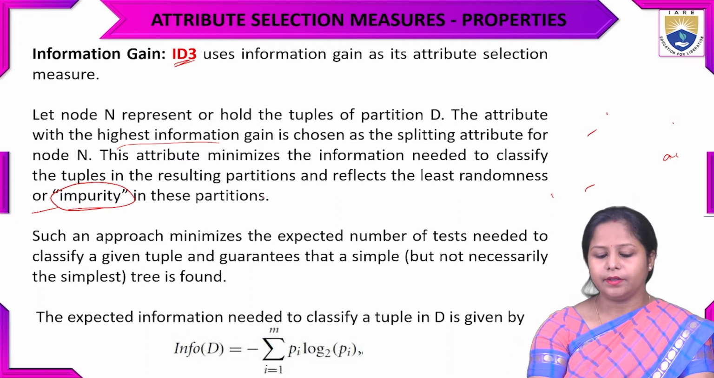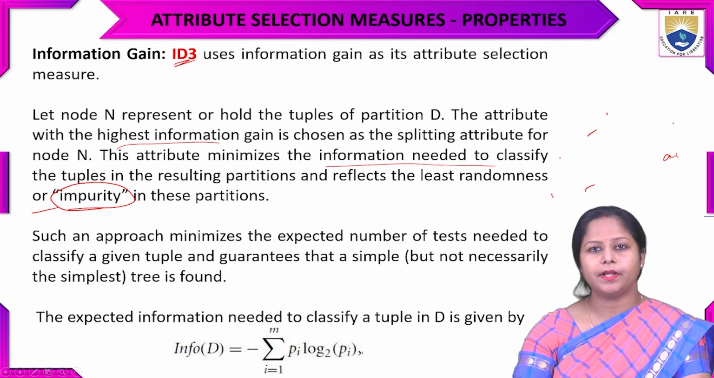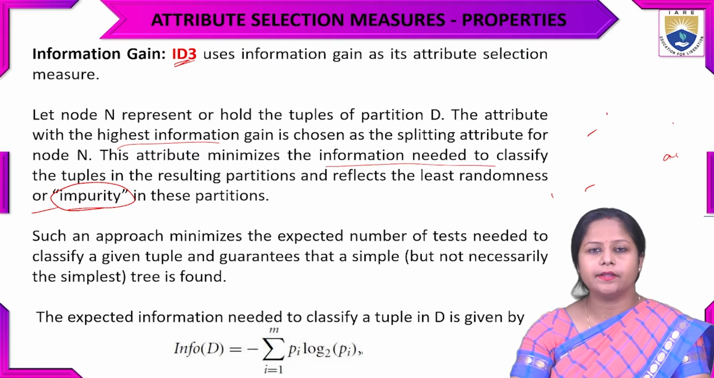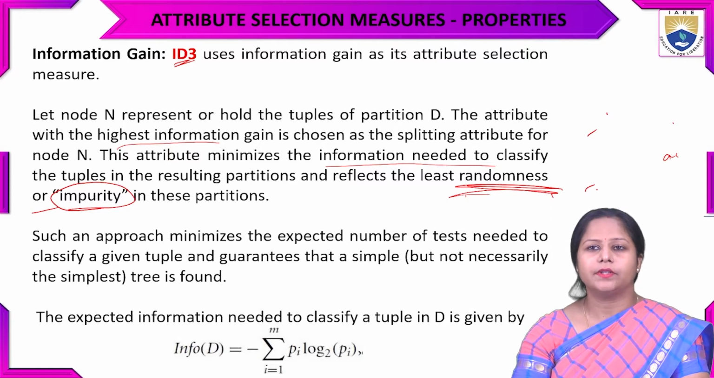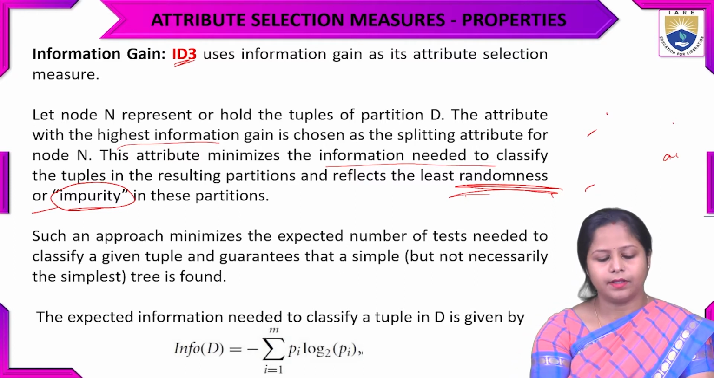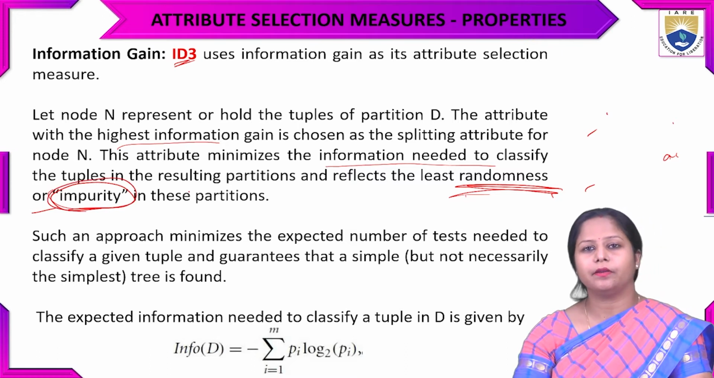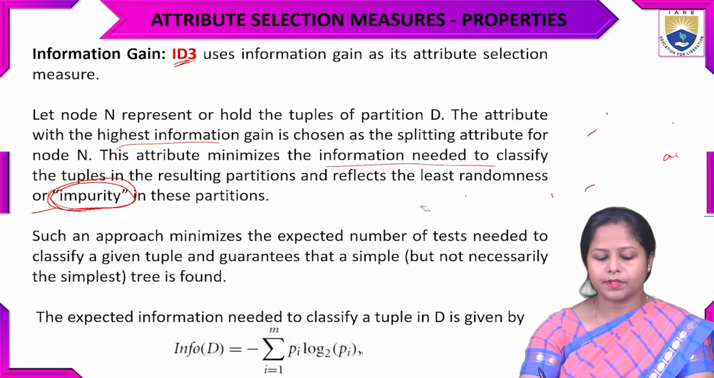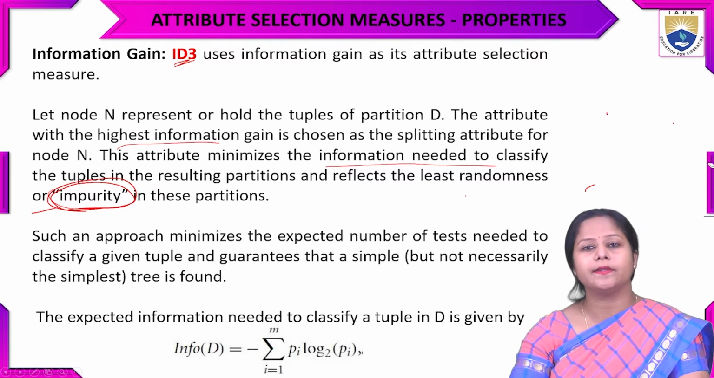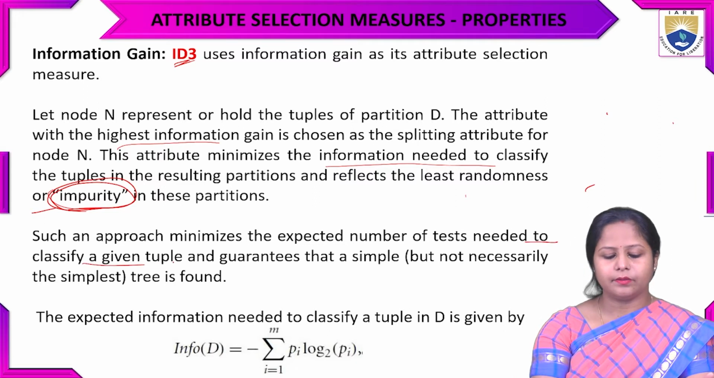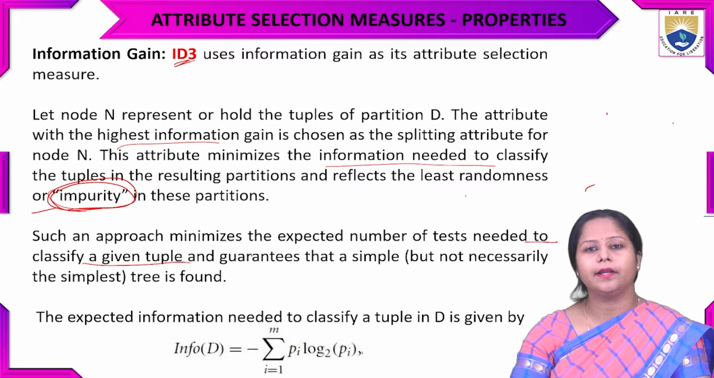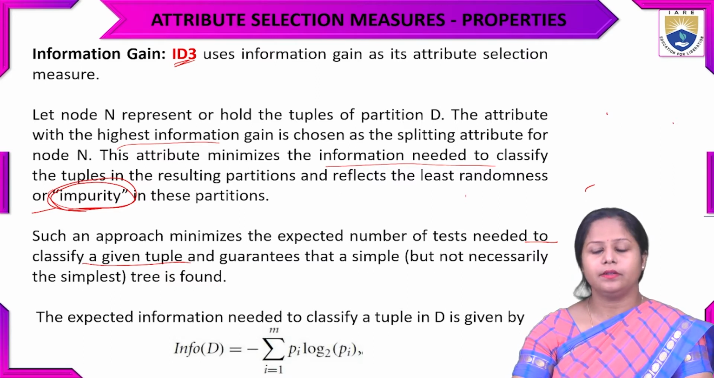So the information needed to classify the tuples in the resulting partition reflects the least impurity, the least randomness. That is the term we call impurity for these partitions. Such an approach optimizes the expected number of tests needed to classify a given tuple, and guarantees that a simple, but not necessarily the simplest, tree is found.